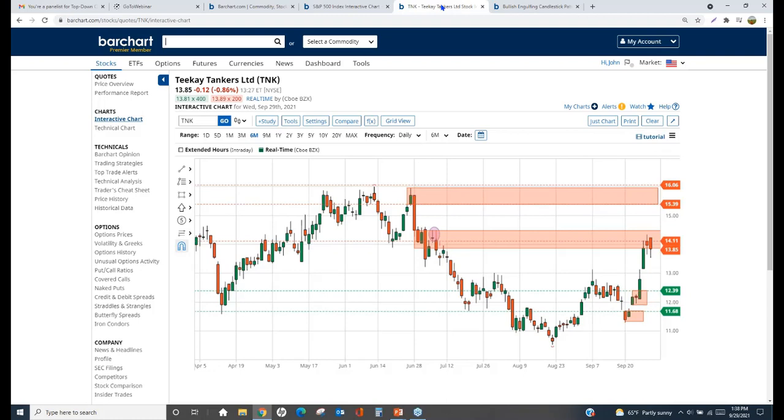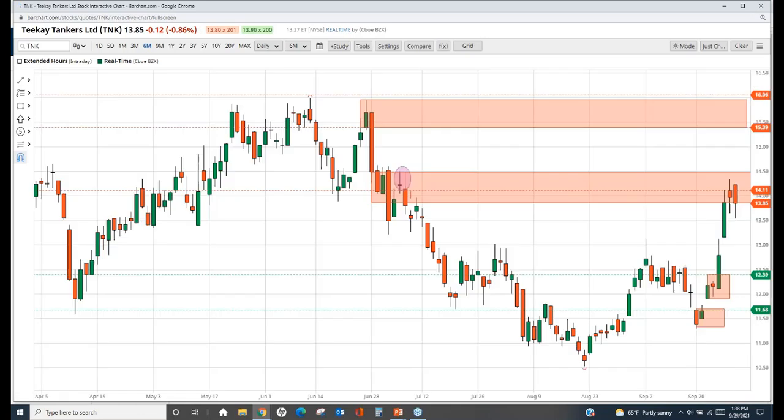All right, so here's the weekly TK Tankers. Let's blow this up and pop this out so we can do our top-down analysis. Now, I'm in the 6-month daily. Remember, our engulfing pattern was first found on the daily. And here is September 24th. There is that engulfing candlestick.